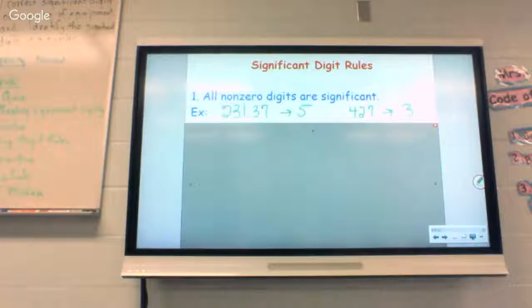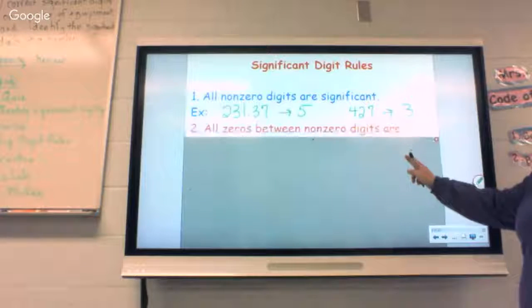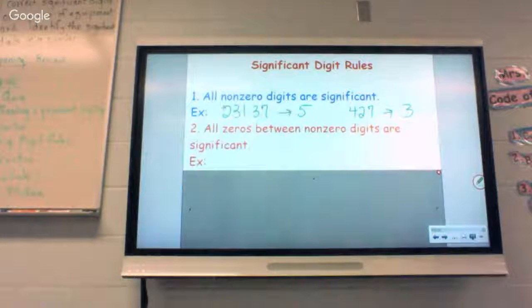So, what are the other 5 rules about? If I just covered every number 1 through 9 in rule 1, what's the only other number left? So the other 5 rules are about zero digits. Now, rule 2 is the next easiest. All zeros between non-zero digits are significant.